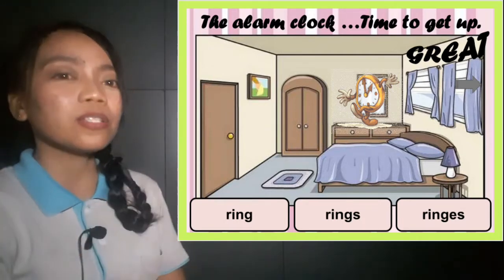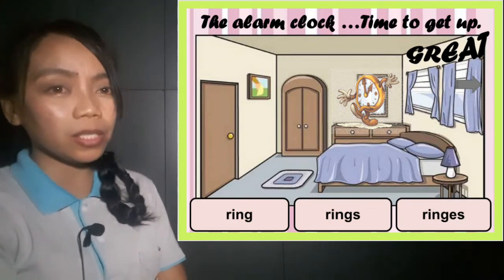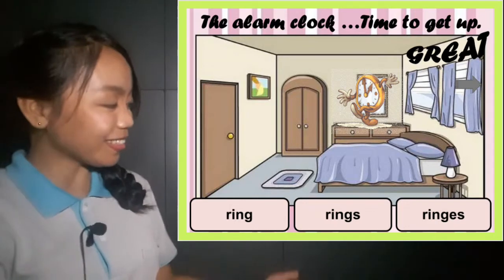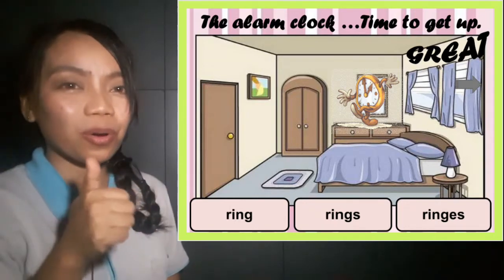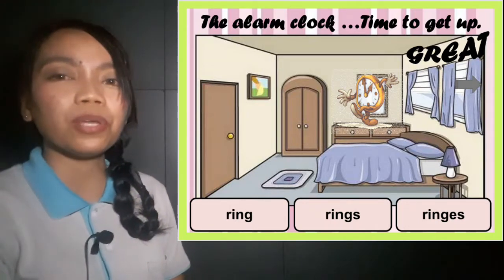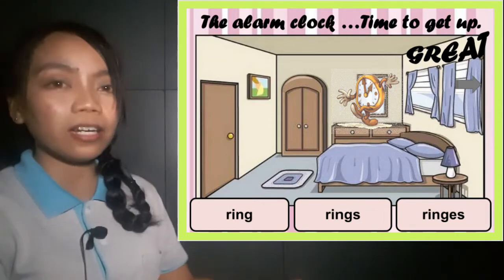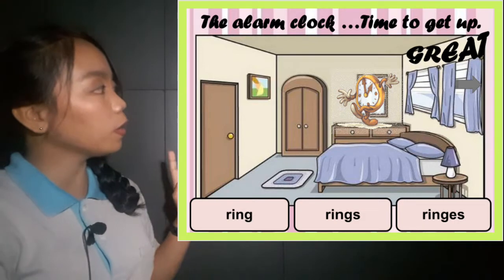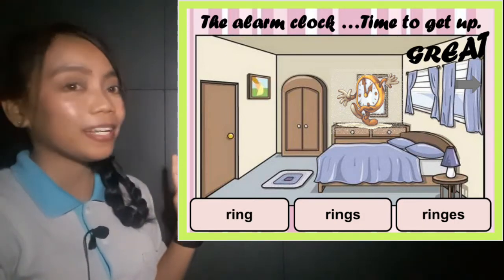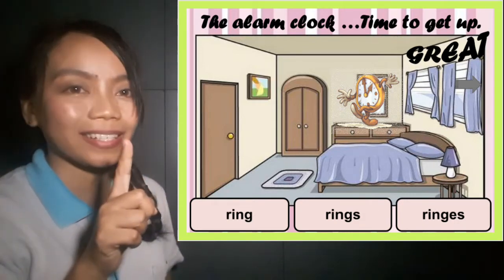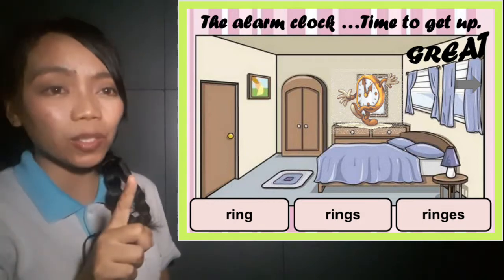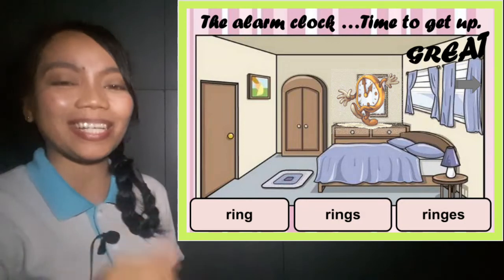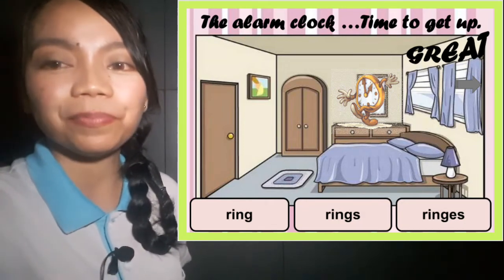Okay, time's up. So what is the verb that we should use? Yes, very good. If you answer rings, that means you are correct. So we will use the verb rings here because the subject in this sentence is the alarm clock. The alarm clock is singular. So remember, if it's singular, what will we add to the verb again? S. Very good.